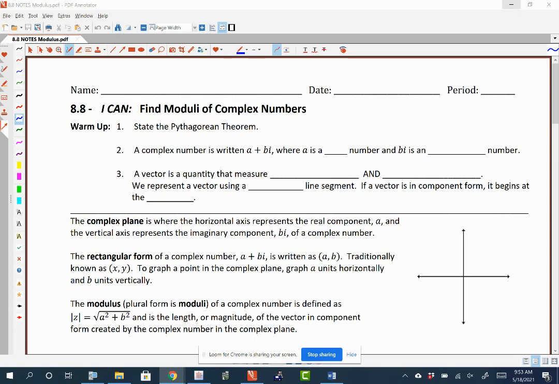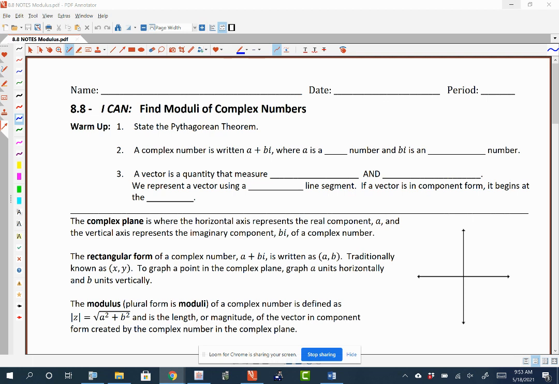We're going to go over section 8.8, and our objective will be to find the moduli of a complex number. It's been a while since we've talked about a complex number, and moduli is going to be a new vocabulary word. So before we get started, let's look at our warm-up.